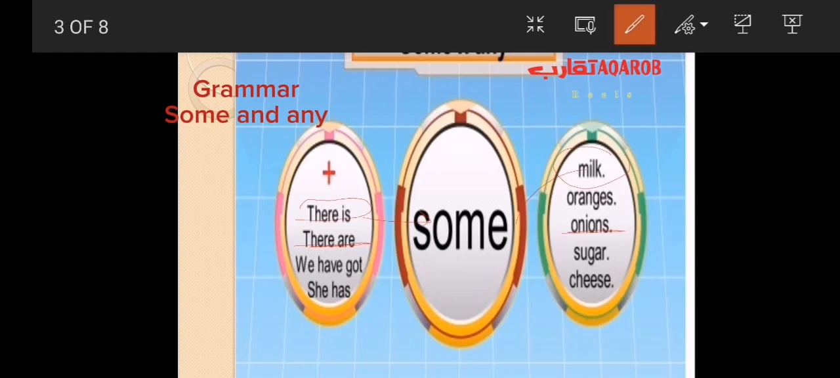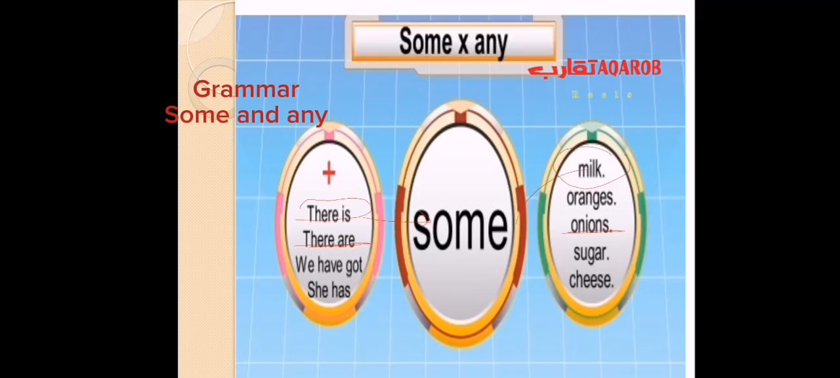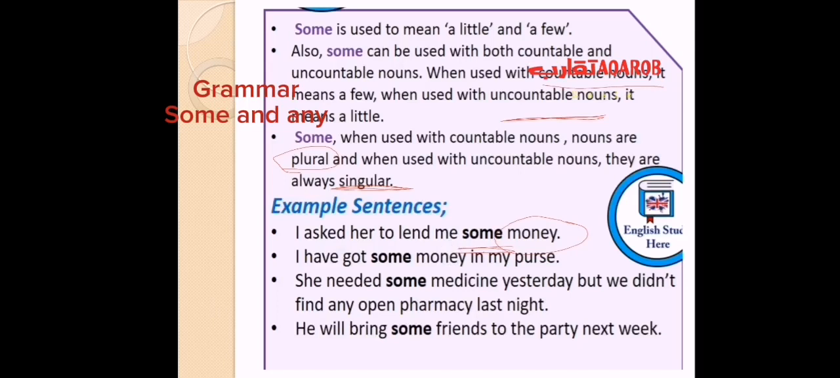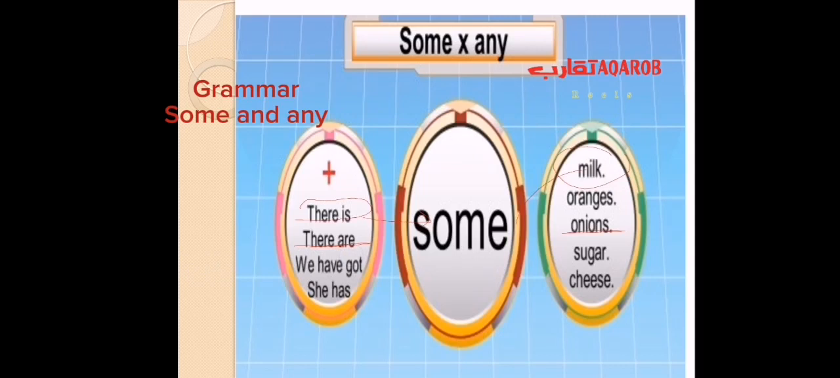We can't say there is some onions. This is wrong. So again, we use some with countable and uncountable nouns. Countable nouns are plural, uncountable nouns are singular, and we use some. Like we said, we use some to mean little or a few.